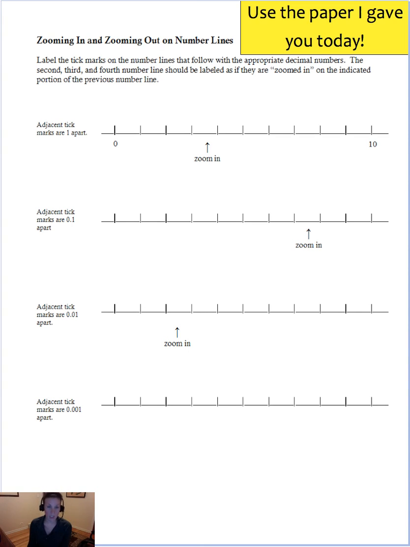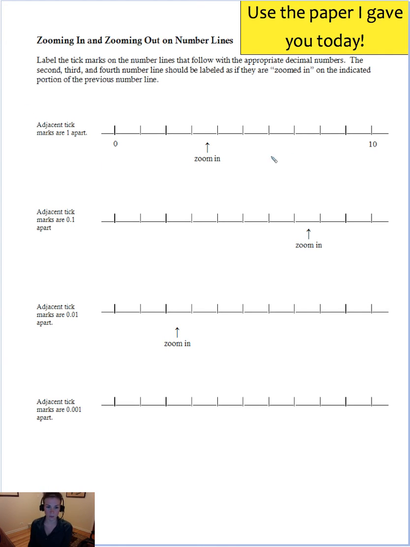Welcome everyone. Today's video is on plotting numbers on a number line. So make sure you have the zooming in and zooming out worksheet that I gave you in class today. The directions say, label the tick marks on the number lines that follow with the appropriate decimal numbers. The second, third, and fourth number line should be labeled as if they are zoomed in on the indicated portion of the previous number line.